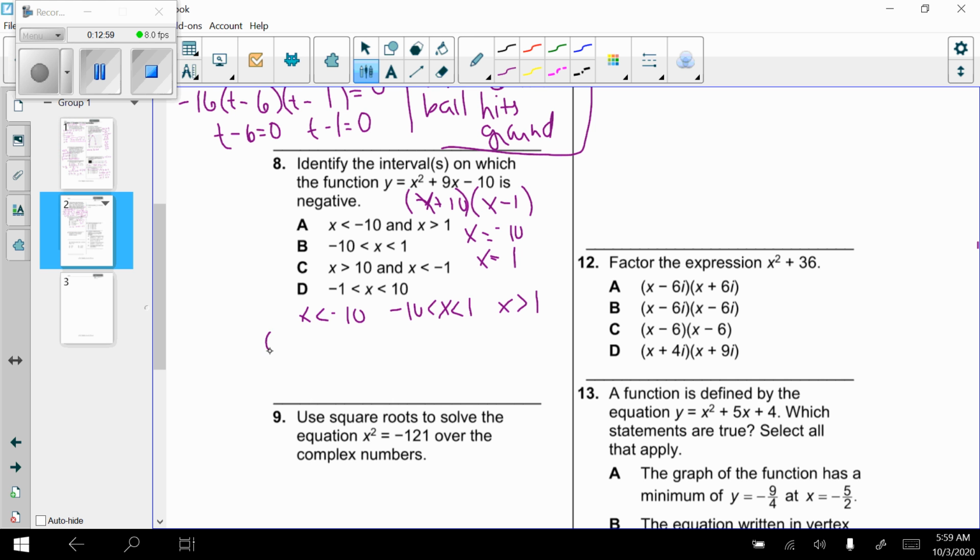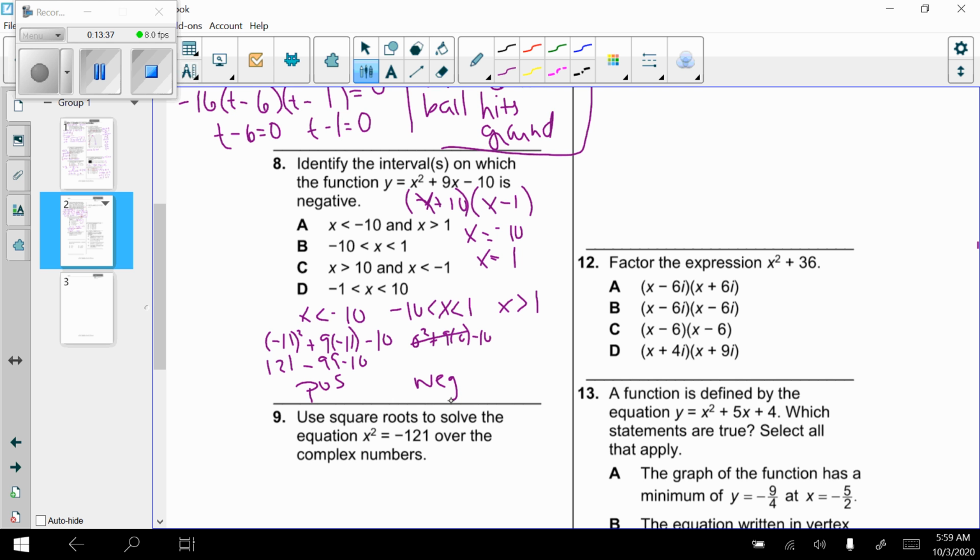Plug into the equation. Negative 11 squared plus 9 times negative 11 minus 10. So negative 11 squared, that's 121, minus 99 minus 10. So I don't actually need the number, I just need to know is it positive or negative. I see this number is going to be positive. Pick a number between negative 10 and 1. Here, 0 is in between those two. 0 is going to be the easiest to pick. So 0 squared plus 9 times 0 minus 10. I see all of that goes away, and I would be left with negative.